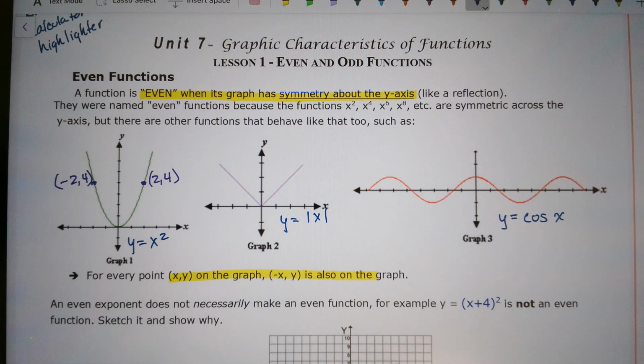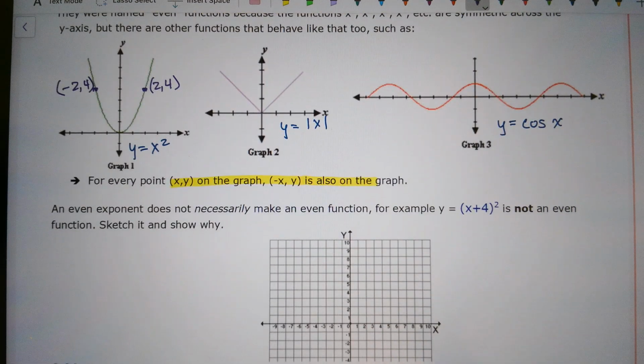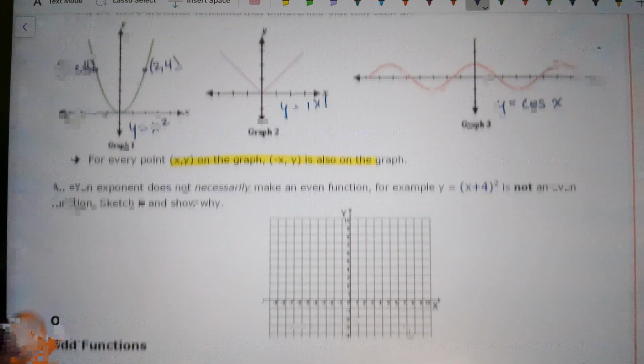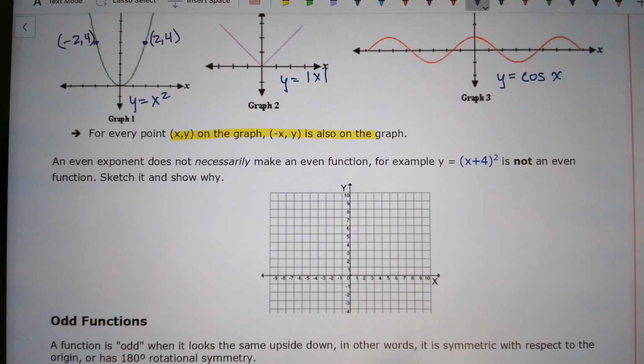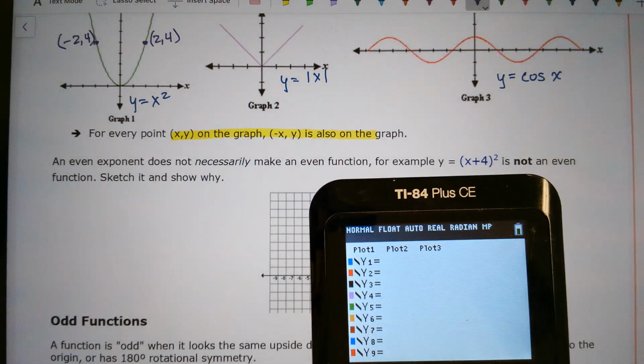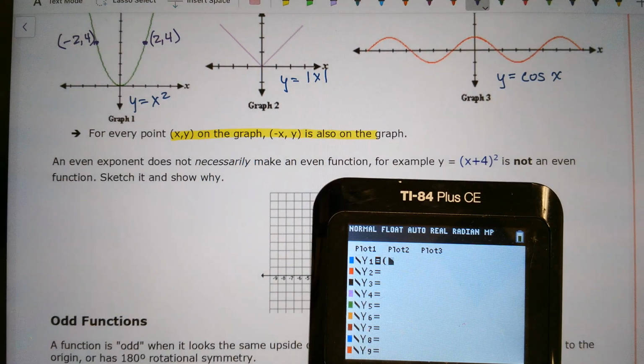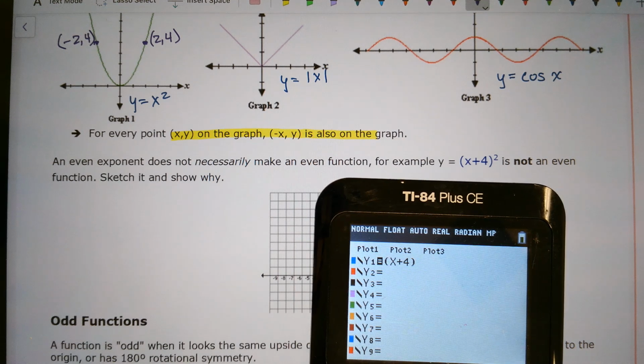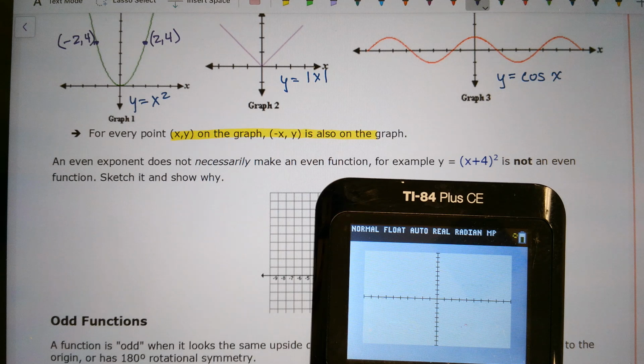An even exponent does not necessarily make an even function. For example, y equals the quantity x plus 4 squared is not an even function. And let's sketch that. So we go to the calculator. We can key in x plus 4 squared. Look at the graph.